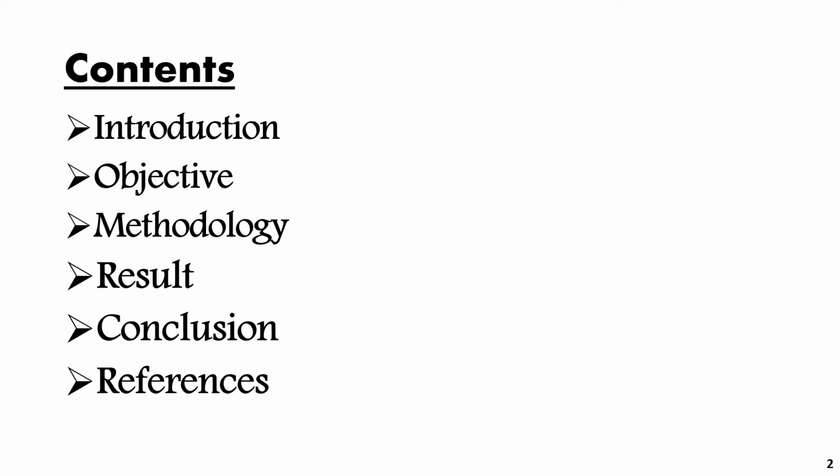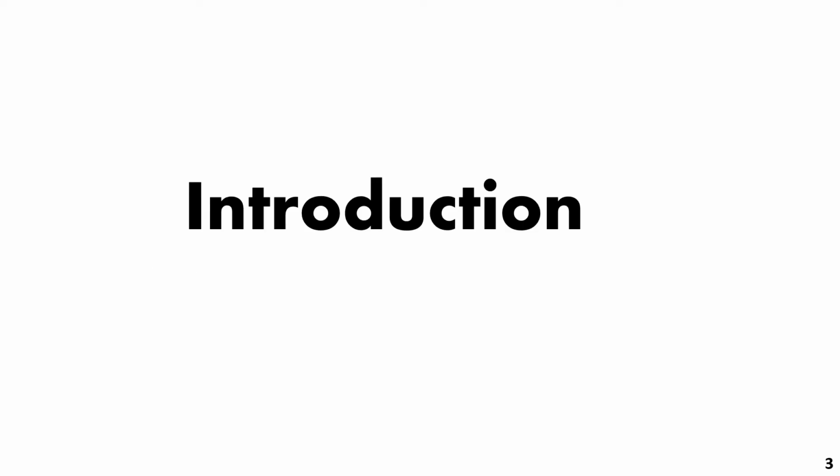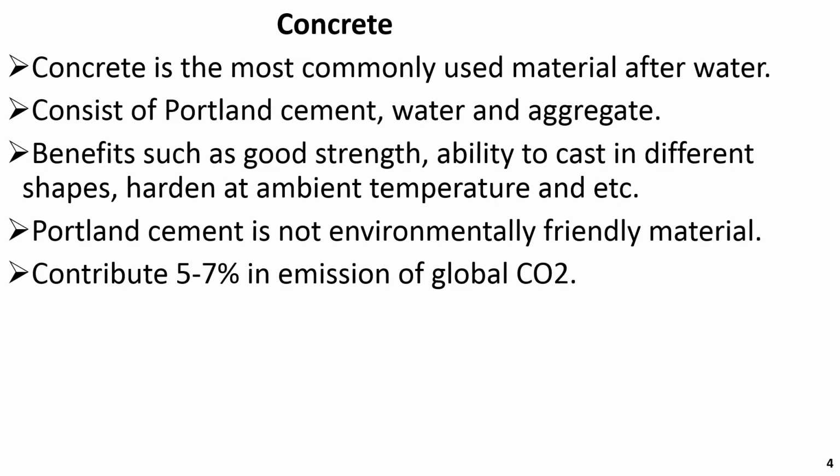These are the contents of my research. So first of all, introduction. Concrete is the most commonly used material after water. It mainly consists of Portland cement, water, and aggregate. It has some benefits such as good strength, ability to cast in different shapes, harden at ambient temperature, and more. Portland cement is not an environmentally friendly material, as it contributes 5 to 7% of global carbon dioxide emissions.